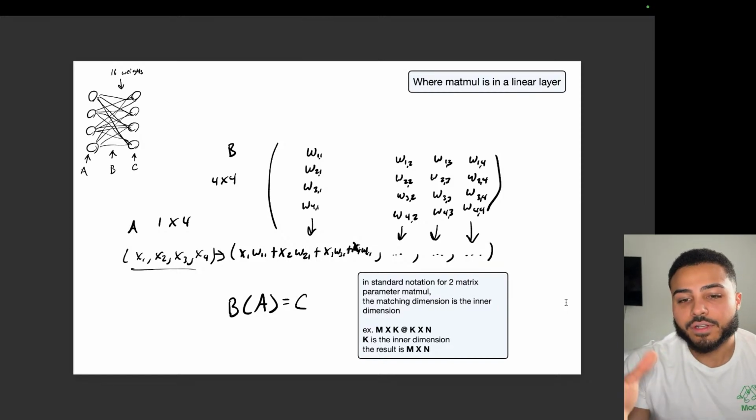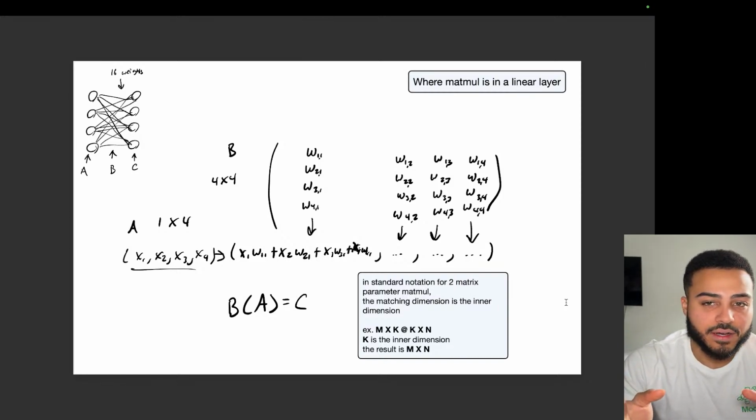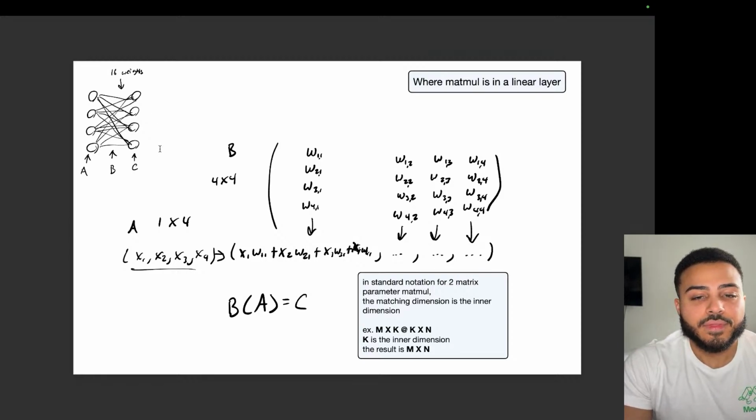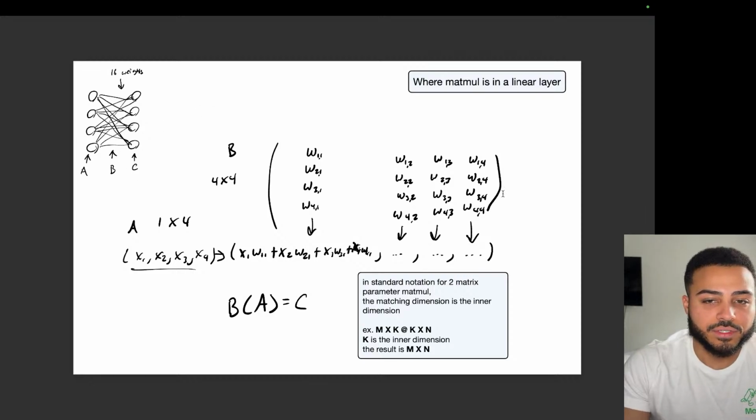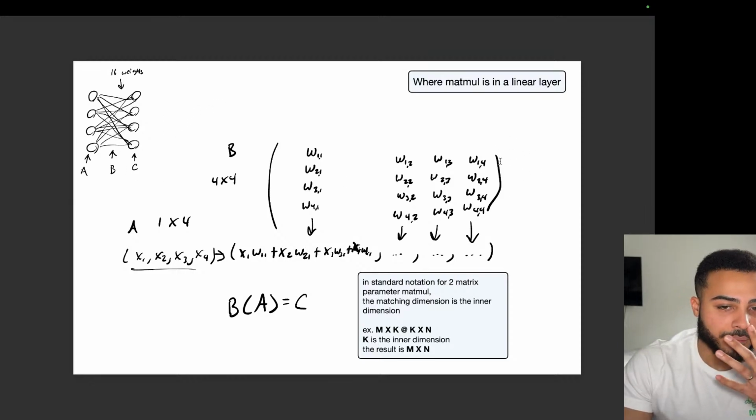Okay. So now, where is matrix multiplication happening in a linear layer? This is how we often see neural networks drawn. And we're going to disregard the bias, the scalar bias, which is one more weight. I guess it's one more vector.